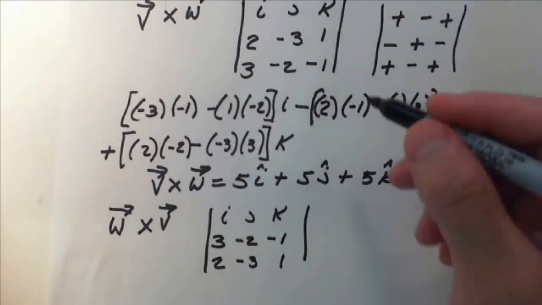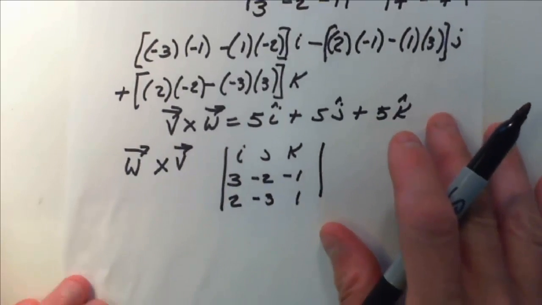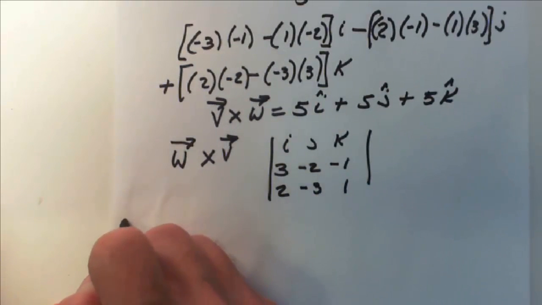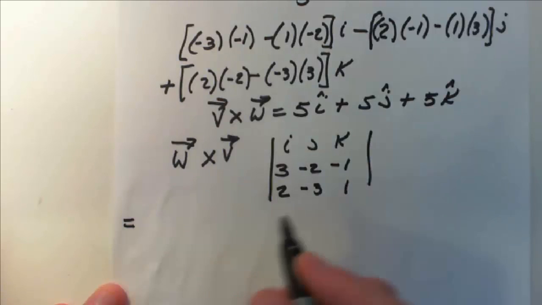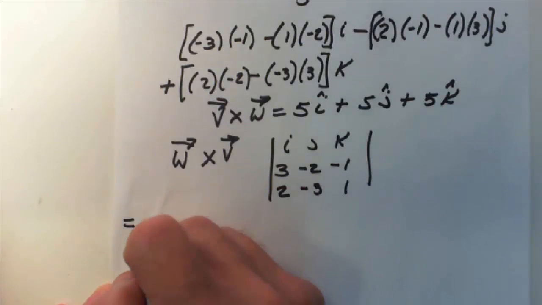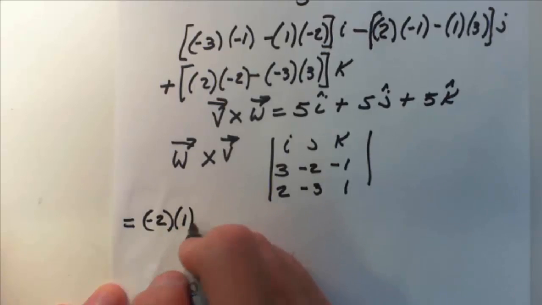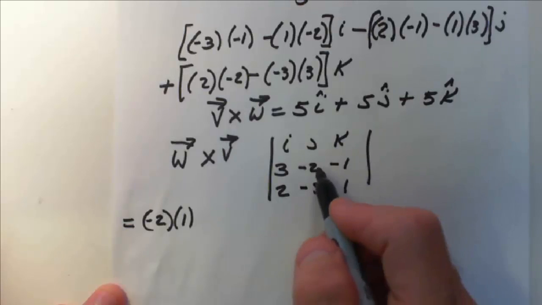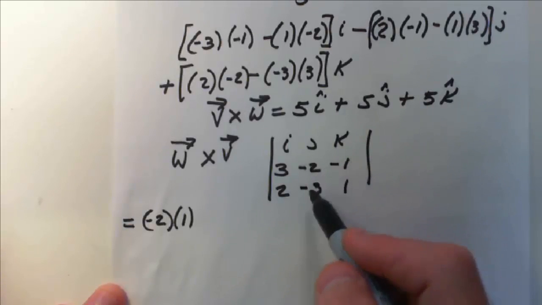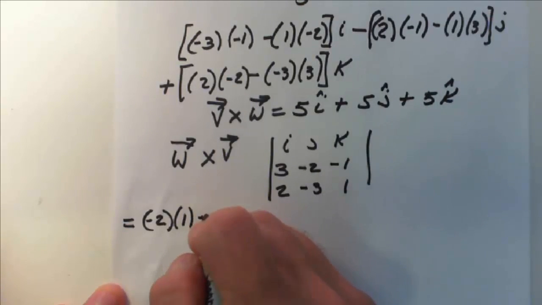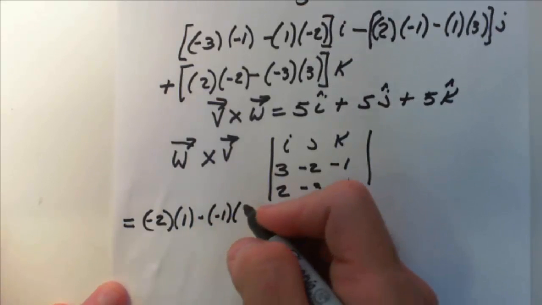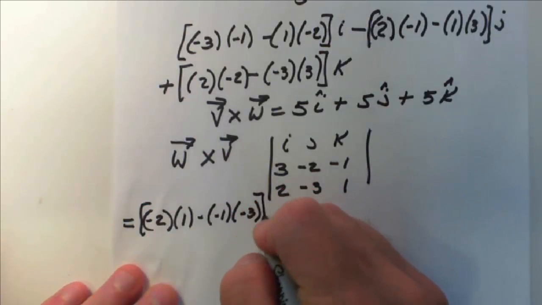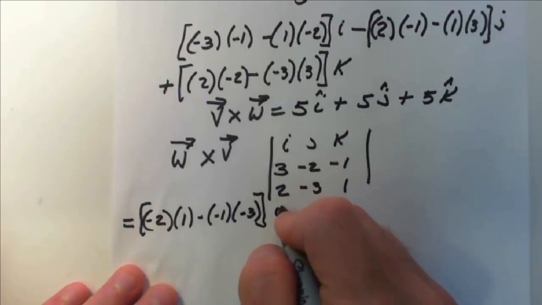Okay, and again, we're going to follow this sign convention when we do this. So we'll go ahead and start putting those numbers in, and I'll see if I can get this all in one row this time. So that's going to give me equals, start with the i, it's negative 2 times 1 minus a negative 1 times negative 3. And again, you've got to be very careful about this. It's really easy to make mistakes, and it's a good idea just to practice some determinants. And that's going to give me the i value.